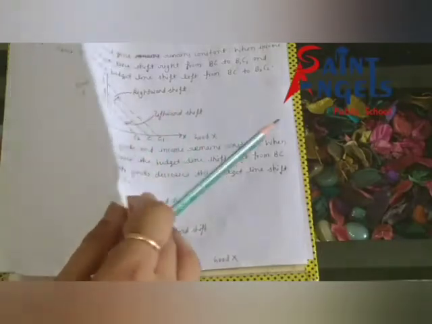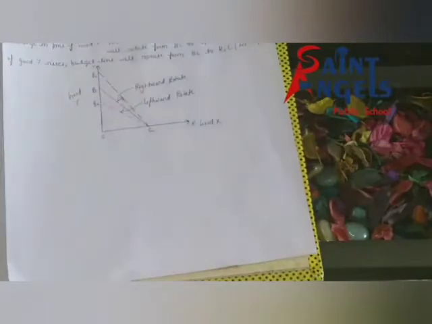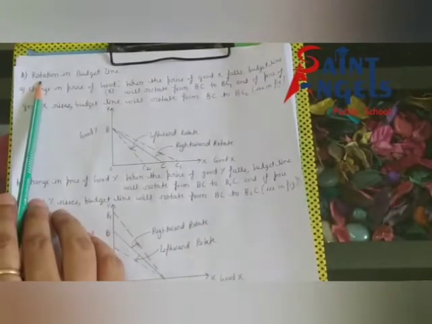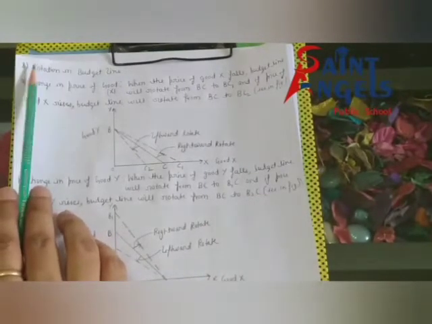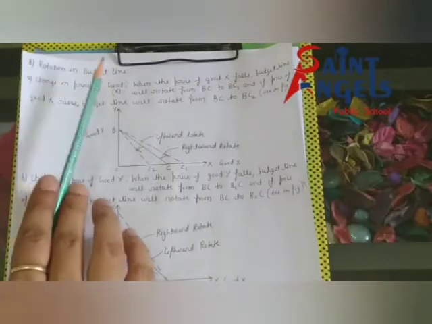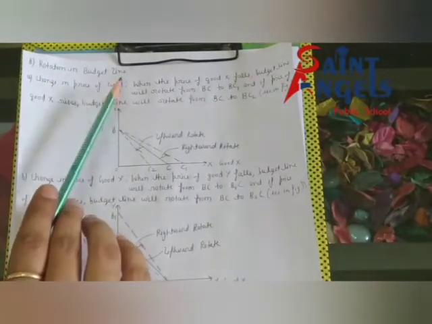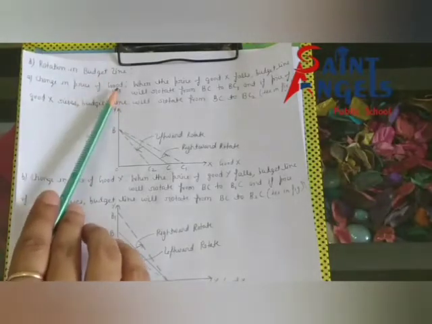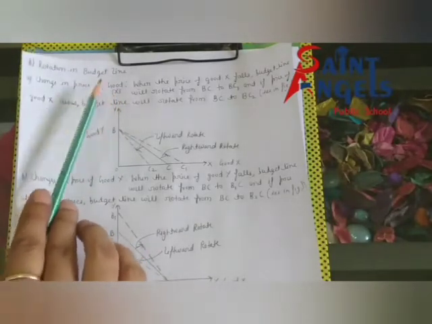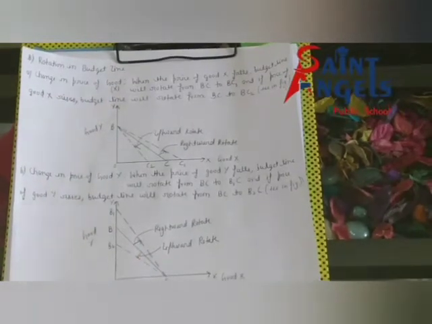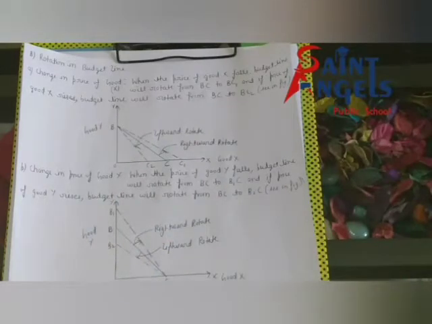Now after this, we are going to discuss the second part of change in budget line: rotation in budget line. Rotation in budget line has two parts. The first is change in price of good X, while the price of good Y remains constant.